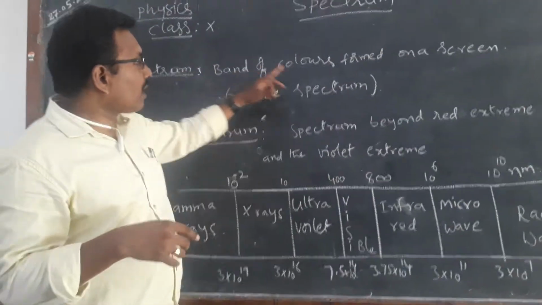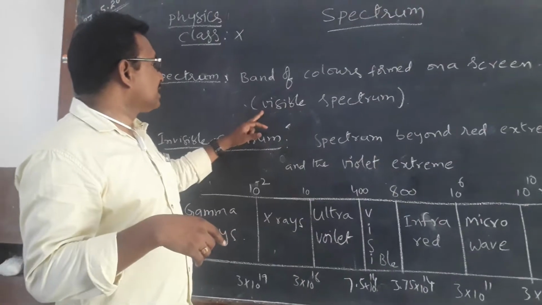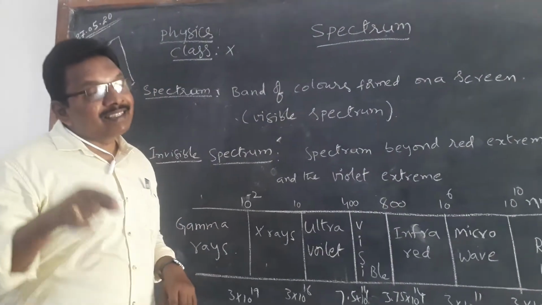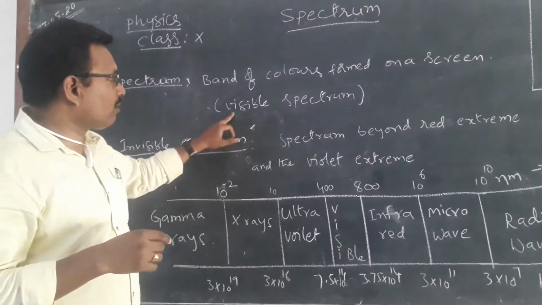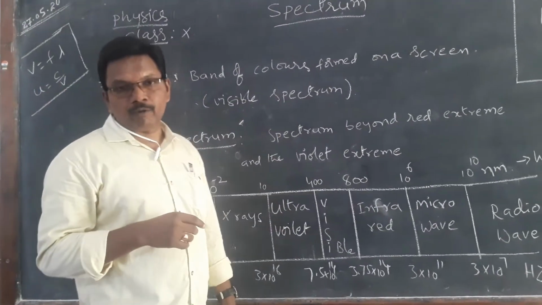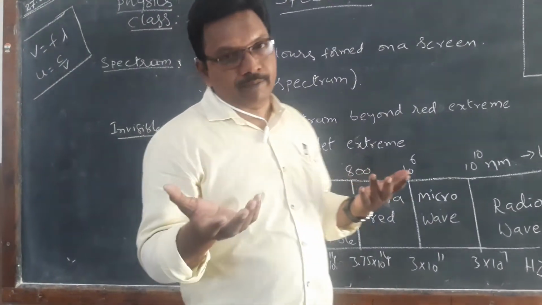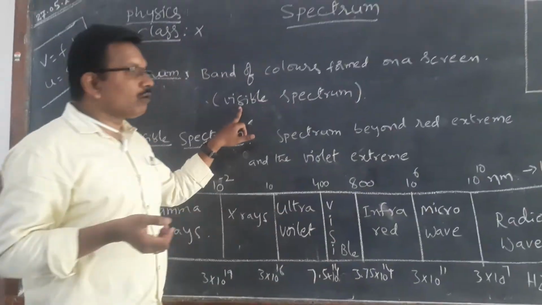That band of colors formed on a screen due to refraction is called spectrum. The spectrum that we are able to see is called visible spectrum. What is spectrum? Visible spectrum. Visible spectrum means we can see that spectrum with our eyes. That is called visible spectrum.